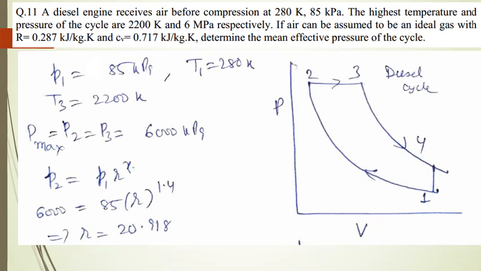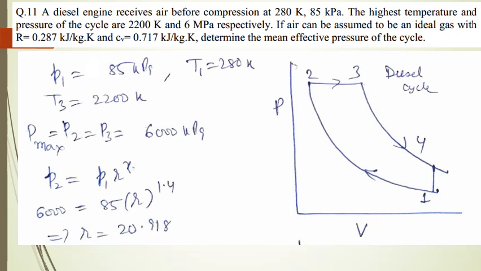A diesel engine receives air before compression at 280 Kelvin and 85 kilopascal. The highest temperature and the pressure of the cycle are 2200 Kelvin and 6 megapascal respectively. If air can be assumed to be an ideal gas with R equals 0.287 kilojoule per kg per Kelvin and CV equals 0.717 kilojoule per kg per Kelvin, determine the mean effective pressure of the cycle.